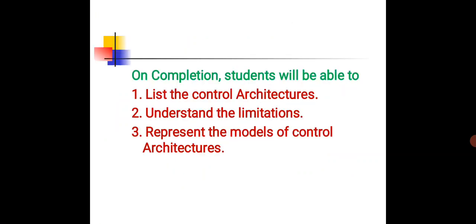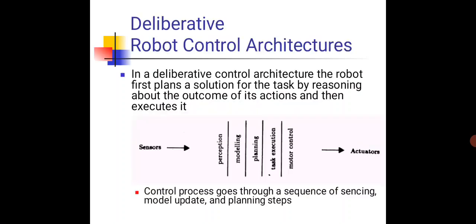On completion, the student will be able to list out the various types of architectures involved in robotics. They will understand the limitations of the architectures, as well as be able to represent the model of various control architectures. So this is the deliberative robot control architecture.